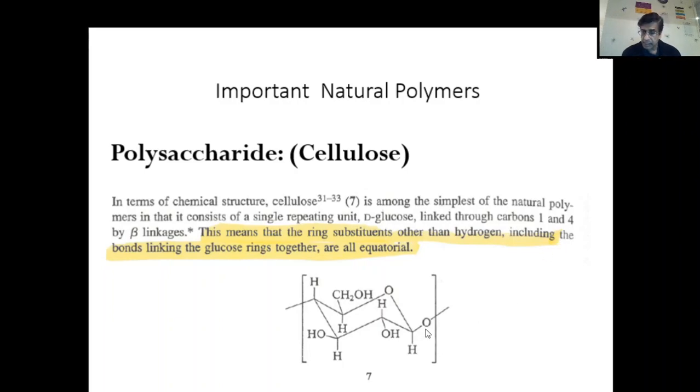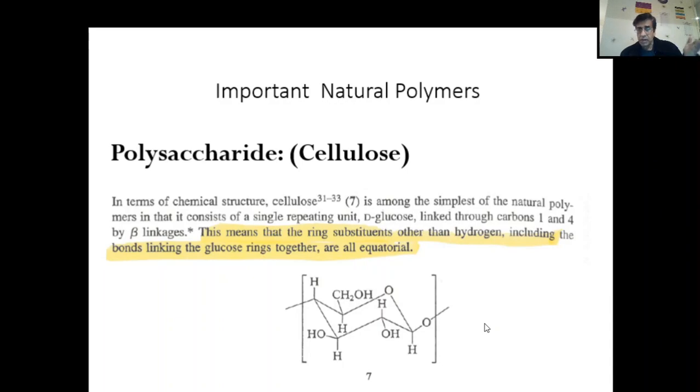When the oxygen is at the equatorial position, it is called beta linkage. And when the oxygen is at the axial position and connects, it's called alpha 1,4 linkage, and that's starch. So this is the basic difference between cellulose and starch. This is 1,4 beta linkage, and if the O is here and H is here and the bond is formed from carbon number 1 to the fourth carbon of the other monomer unit, then the linkage will be named alpha 1,4 linkage, and that compound will be starch. That is the major difference between starch and cellulose.